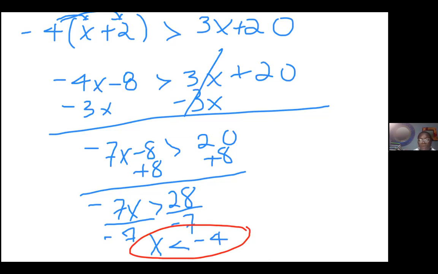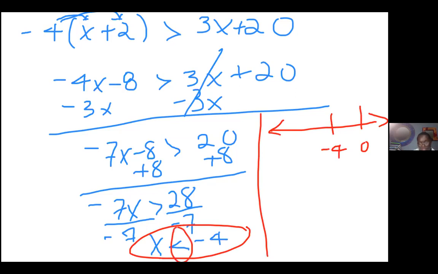Now, they're going to want you to express this in interval notation. Until you feel comfortable with interval notation, personally, I would graph my solution and then use the graph as a guide to help me write my solution in interval notation. So here's my 0, my -4, and then I'm going to look at my inequality symbol, which is just less than. So I'm going to use a parenthesis on the -4 and show every single value that is less than the -4. So this is what the graph would look like, guys.